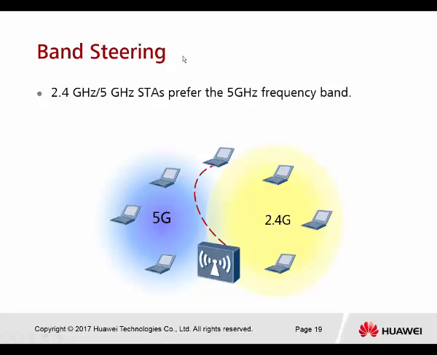So the function of the band steering, you're going to force all the STAs that can support 5 GHz to connect to the 5 GHz frequency band, to save the bandwidth on the 2.4. When the 2.4 is too heavy, with too many users connected to the 2.4 already, for some PCs that can use 5 GHz, it load balances them to the 5 GHz.